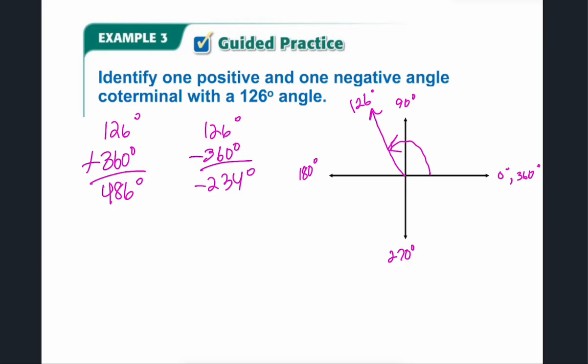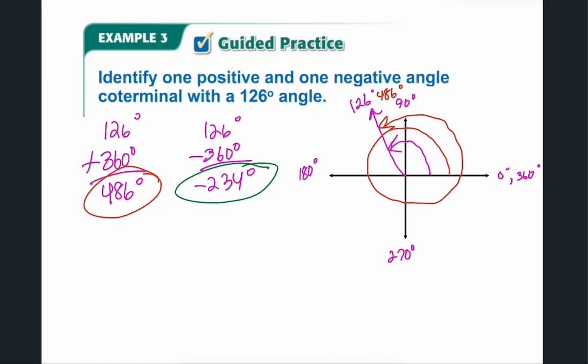Okay. Now, how do we do 486? What did we do to get 486? We added on 360, in the positive direction. So we're going to go one flip around, 360 plus 126 more. That's 486. Coterminal lands me in the same spot. This one, I subtracted 360, so I'm going in the negative direction to get there. So start at 0 and go in the negative direction to get there. That's negative 234.